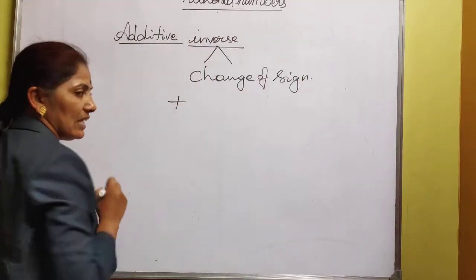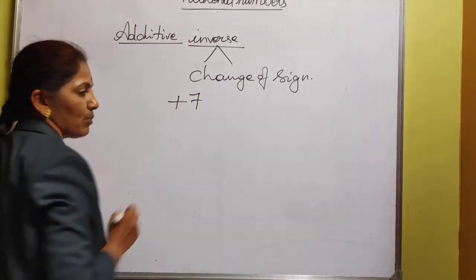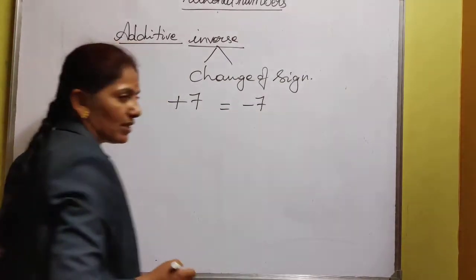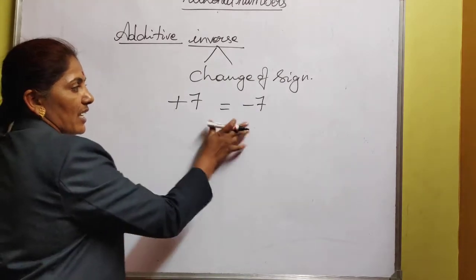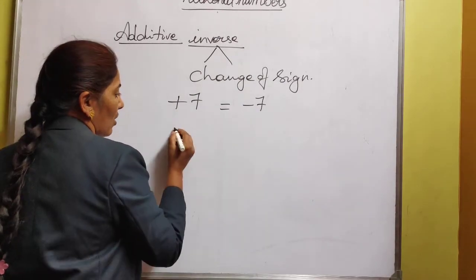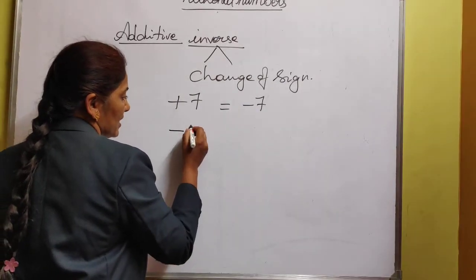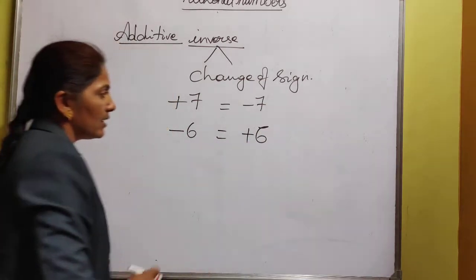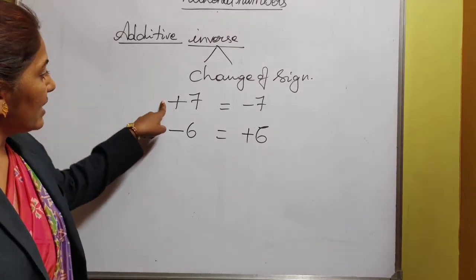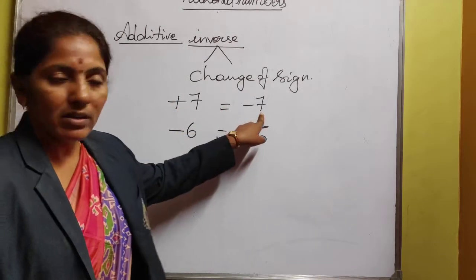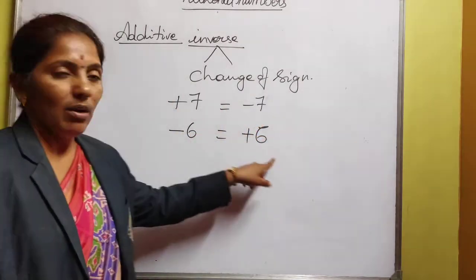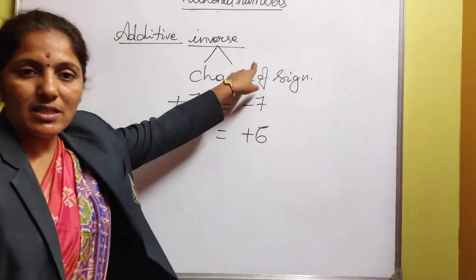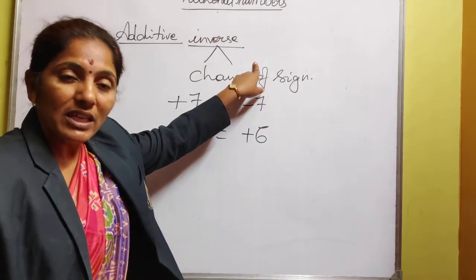if any integer, say I consider it as plus 7, I have to write it as negative. I can write this as minus 7. So changing the sign from positive to negative, or say if I consider minus 6, I can write this as plus 6. We can observe here, I can change positive into negative, negative into positive. That is, we are changing the sign. This property is nothing but called the additive inverse.